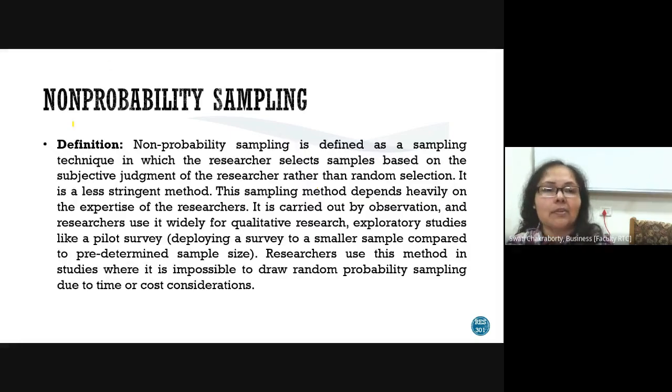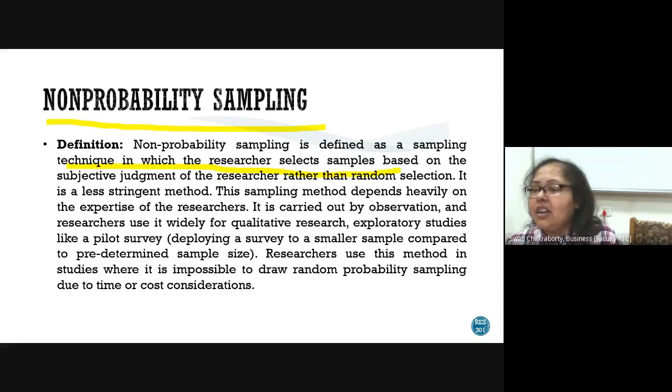Now we come to the next part, which is non-probability sampling, right? What did we say? That it's a sampling technique where the researcher selects the samples based on his or her subjective judgment, rather than random selection. So it's a subjective judgment, right? And it is a less stringent method. It depends heavily on the expertise of the researchers.